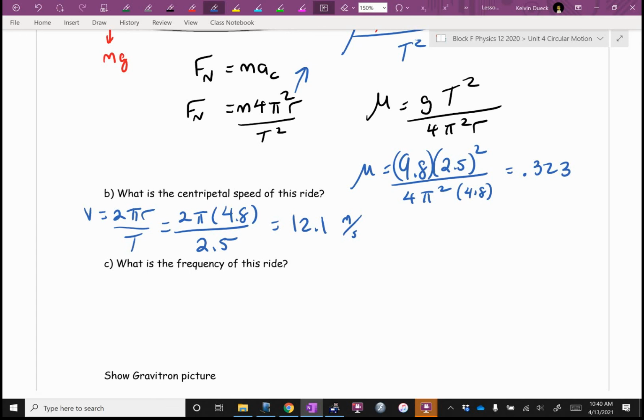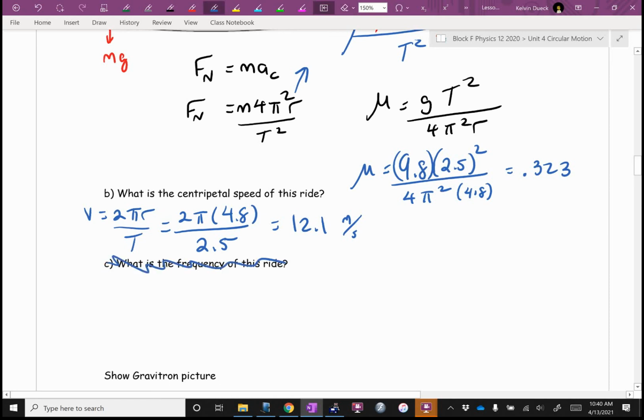The other thing I could have done, Kieran, instead of giving you the period in part A, I could have given you the speed. And so instead of m 4 pi squared r over t squared, you would have used m v squared over r. But then you could have walked over here and I could have asked you to use this equation to find the period, because you would know the speed and the radius. Fair enough? Cross out C.